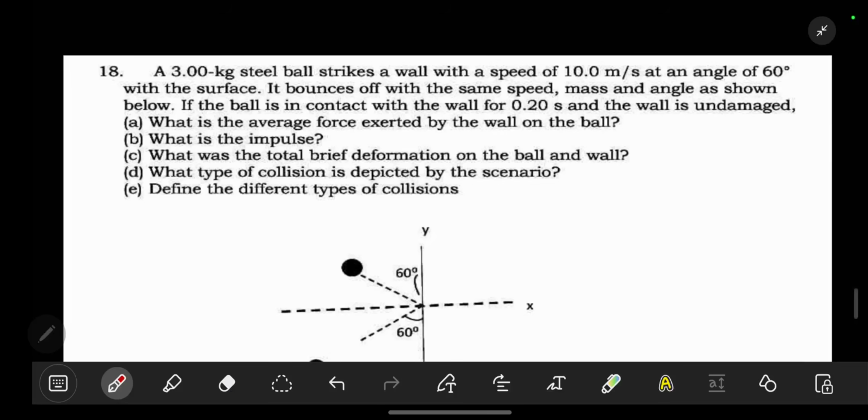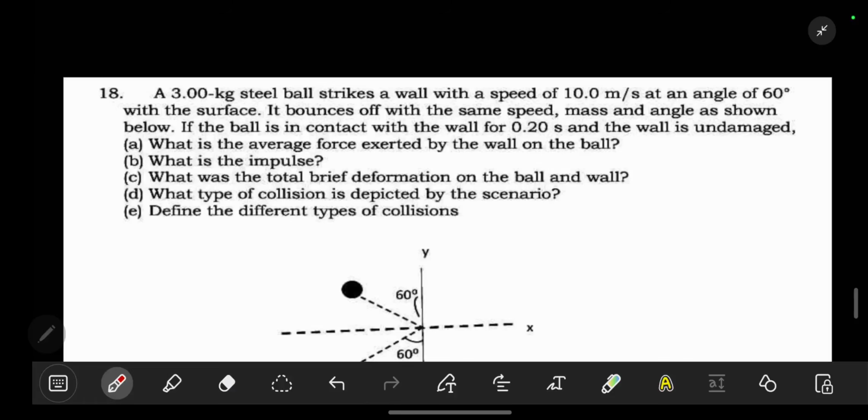A 3 kg steel ball strikes a wall with a speed of 10 meters per second at an angle of 60 degrees with the surface. It bounces off with the same speed, mass, and angle as shown below. If the ball is in contact with the wall for 0.2 seconds and the wall is undamaged, what is the average force exerted by the wall on the ball? What is the impulse? So we are going to answer B, then answer A, because we cannot answer A directly without finding the impulse. So therefore, let's answer that one.